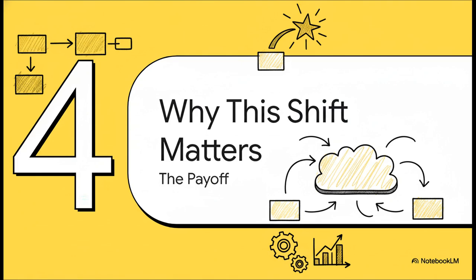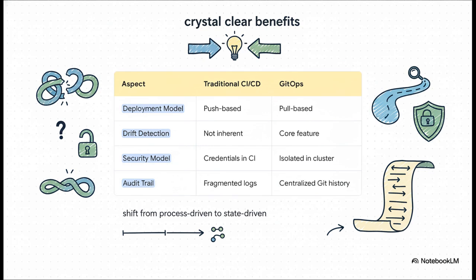Okay, so we've got push versus pull, a process versus a state. What's the bottom line? Why does this shift actually matter in the real world? What's the payoff? Well, when you lay it all out side by side like this, the benefits just jump out at you. With GitOps, drift detection isn't an optional extra. It is a core feature. The security model, as we've seen, is way more robust. And your audit trail? It's perfect and all in one place, just as a natural side effect.